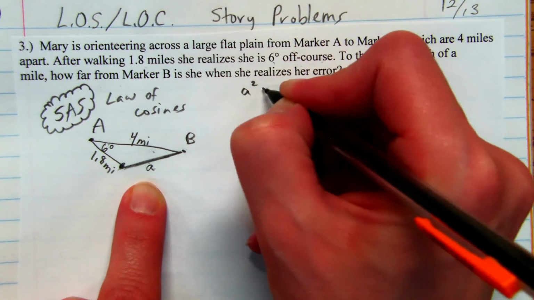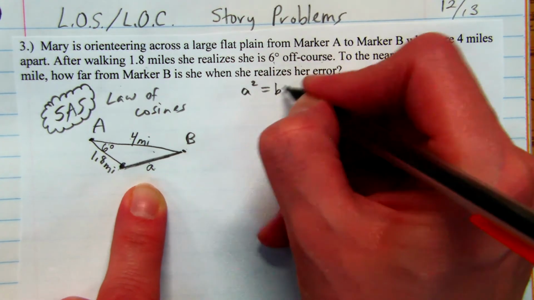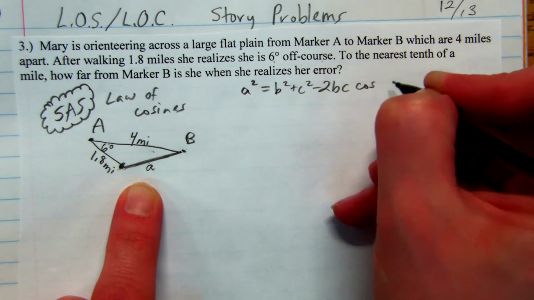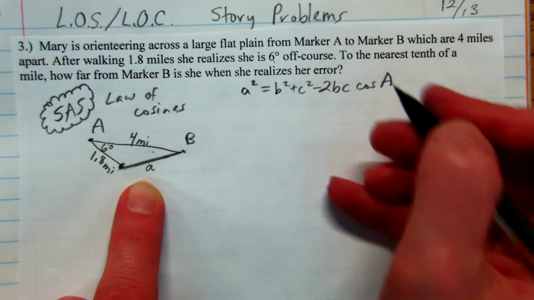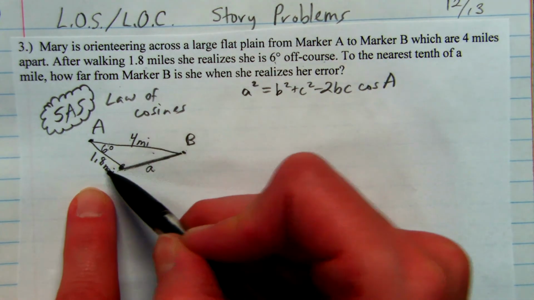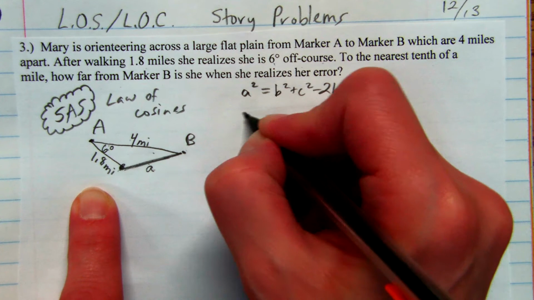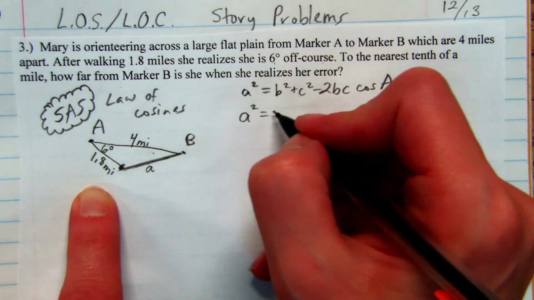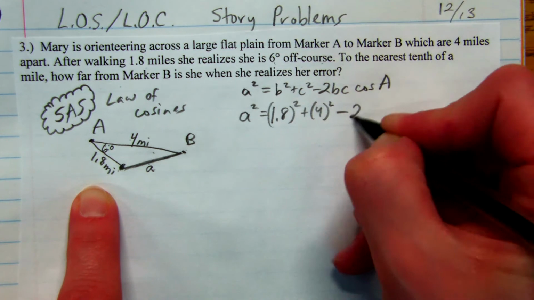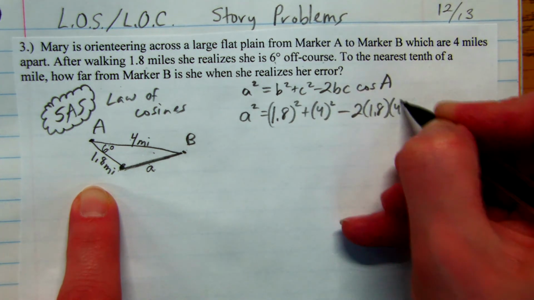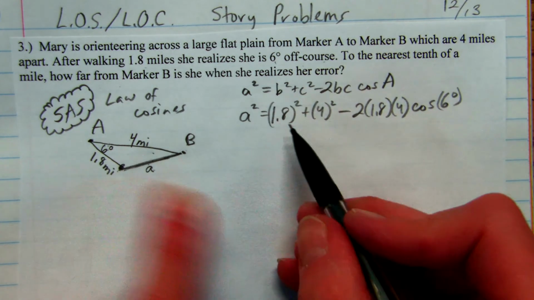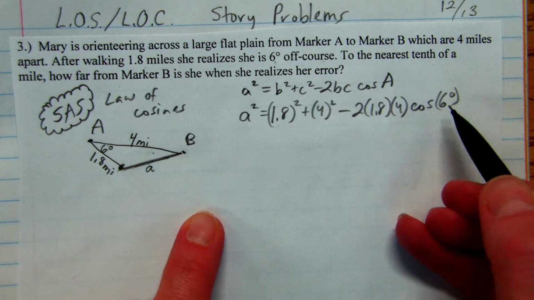I'm going to write the formula out just to make sure we all know what it is. So A squared equals B squared plus C squared minus 2BC cosine of angle A. So that's the version that we're using, and then we're just going to put in the 4 and the 6 and the 1.8. So A squared equals 1.8 squared plus 4 squared minus 2 times 1.8 times 4 times cosine of 6 degrees.